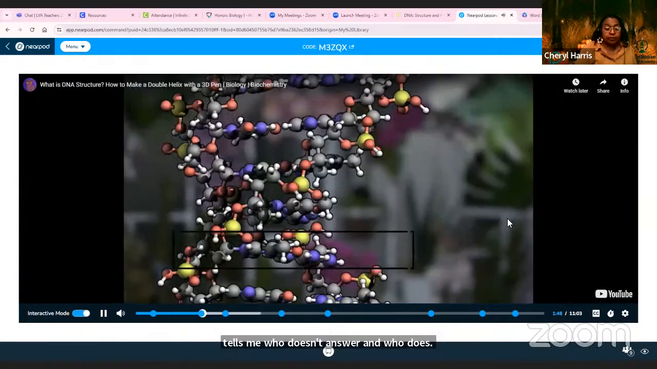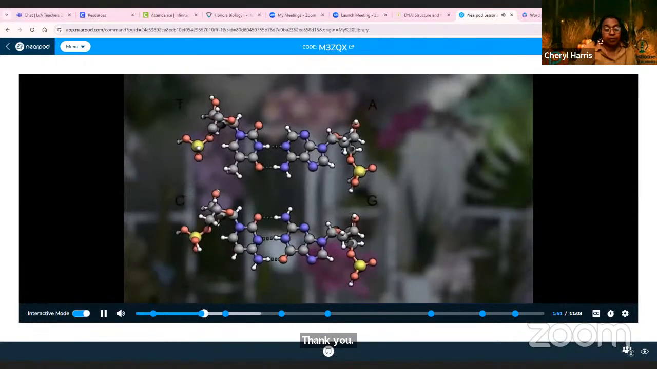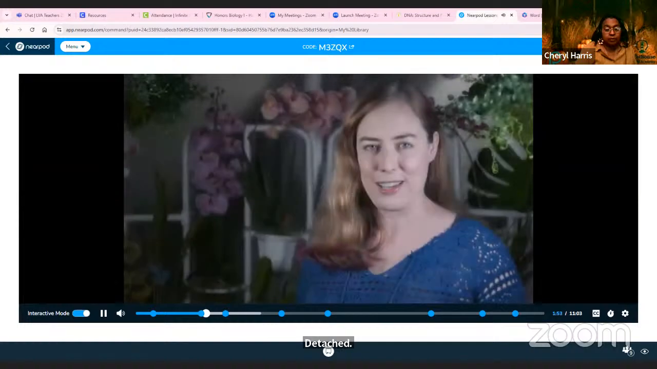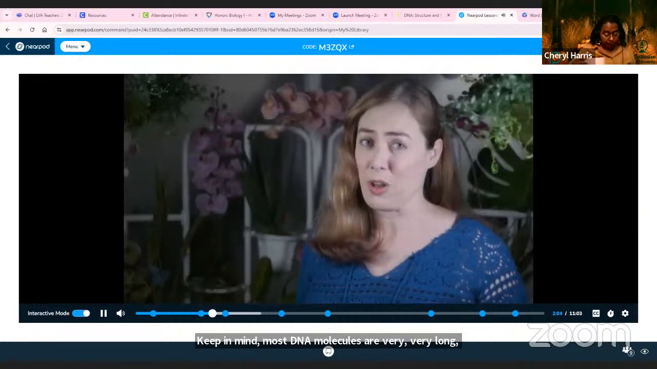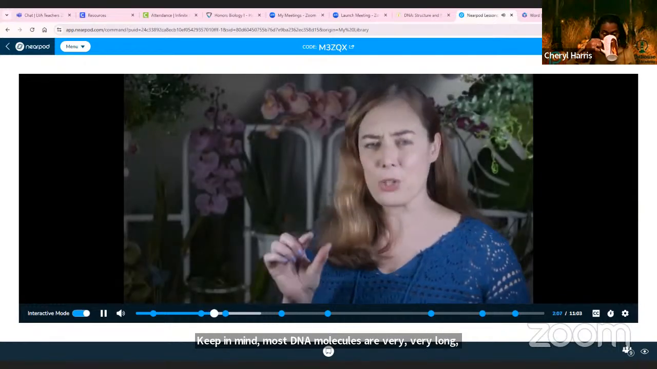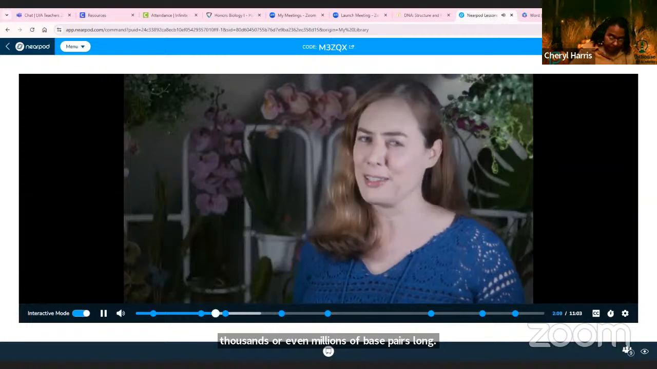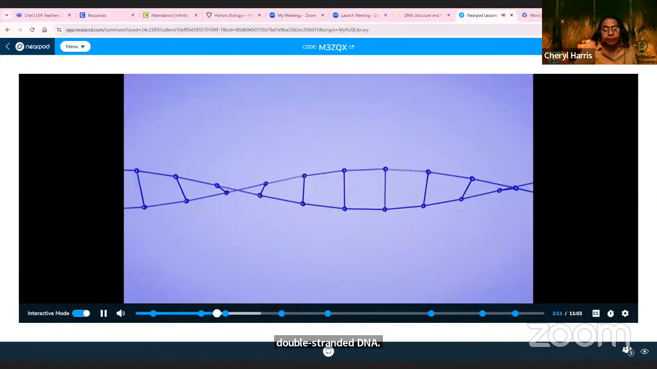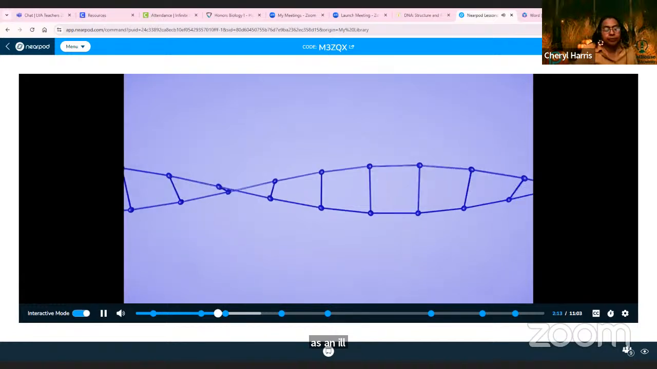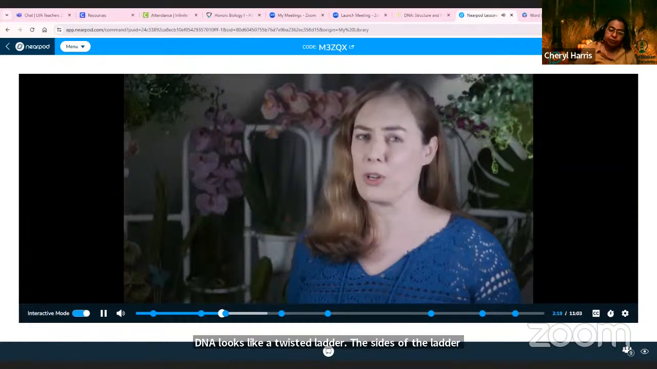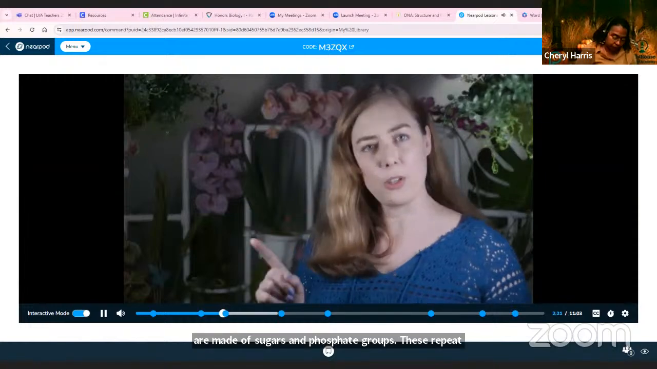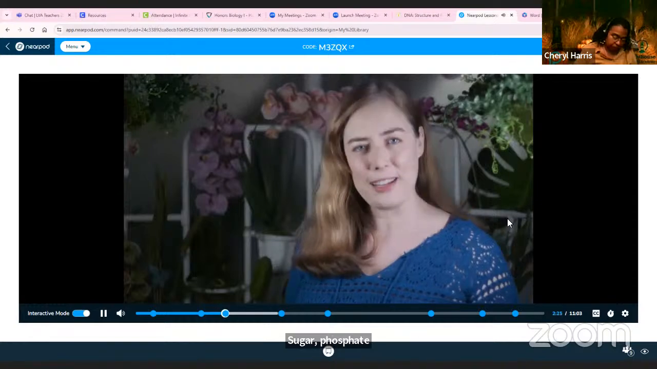In double-stranded DNA, 2 polynucleotides are attached at their complementary bases, zipping the 2 strands together with hydrogen bonds. Keep in mind, most DNA molecules are very, very long, thousands or even millions of base pairs long. We're just going to make a very short stretch of double-stranded DNA as an illustration. DNA looks like a twisted ladder. The sides of the ladder are made of sugars and phosphate groups. These repeat over and over: sugar, phosphate, sugar, phosphate. This is the backbone of DNA.